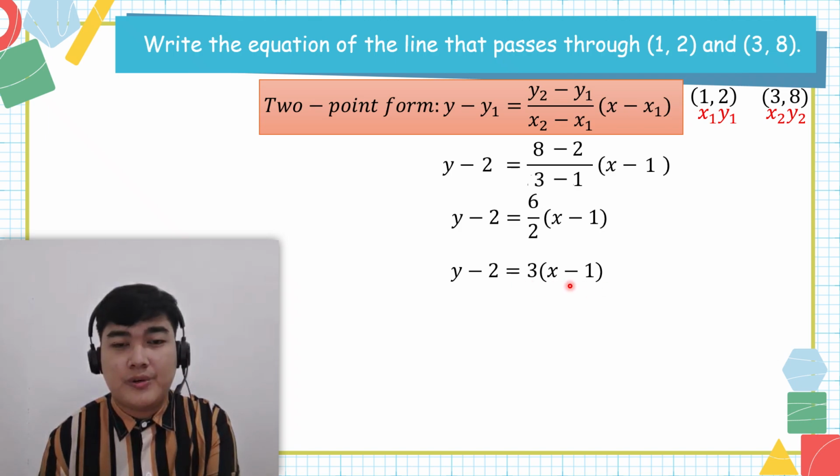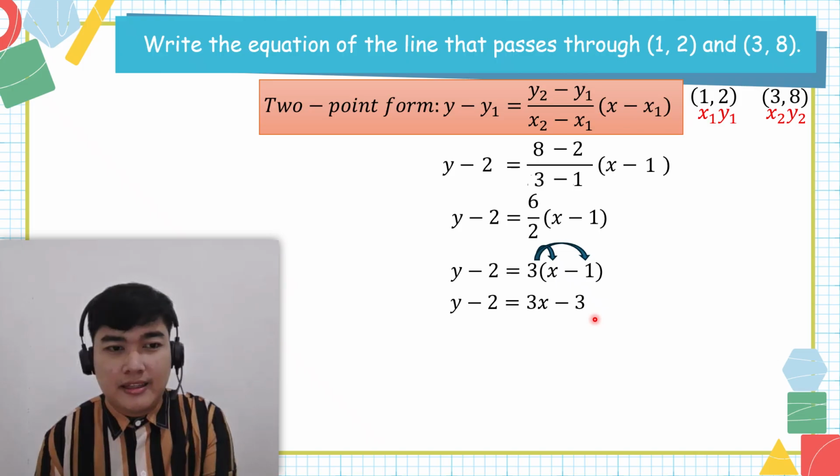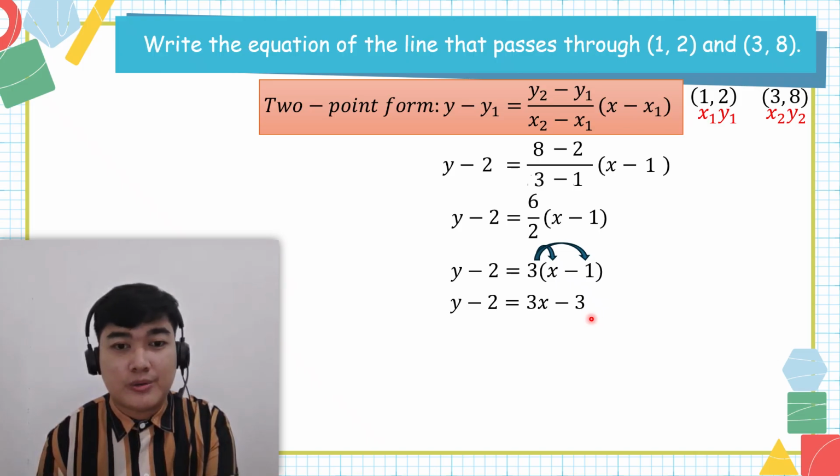As you can see, we can multiply this part by using the distributive property. We can just copy y minus 2 equals, and using the distributive property, 3 times x is 3x, 3 times negative 1 is negative 3. So we have y minus 2 equals 3x minus 3. Let us answer this by using the slope-intercept form, wherein y is on the left side of the equation and the rest on the right side of the equation.